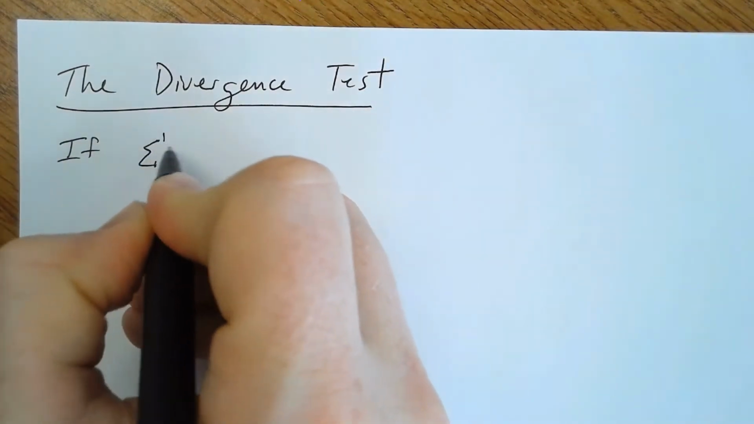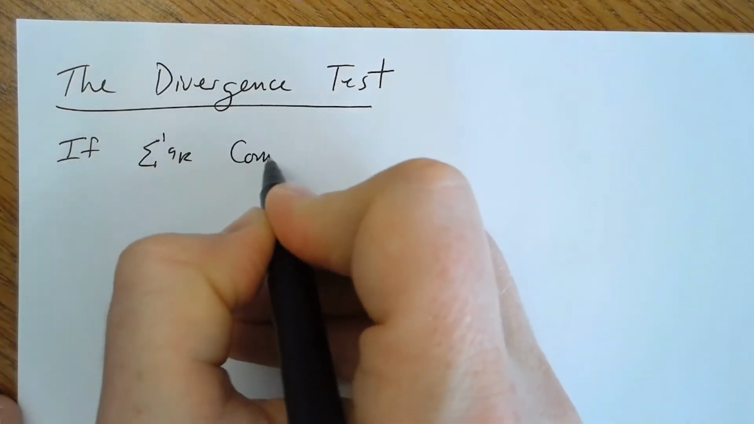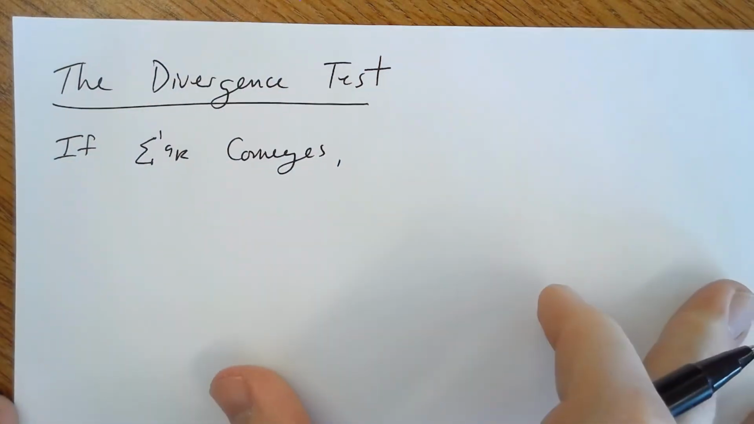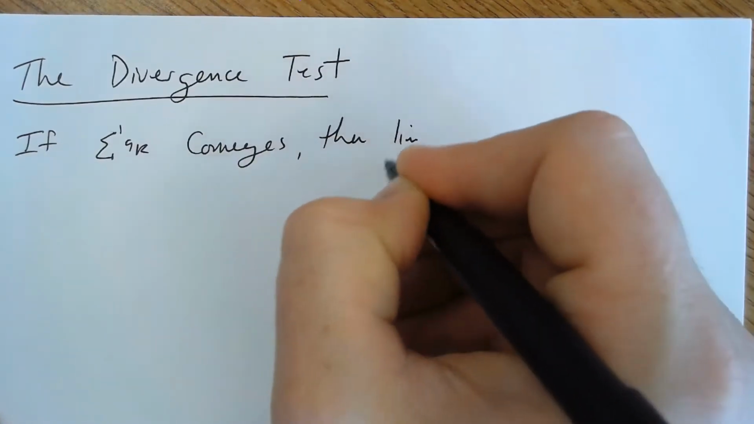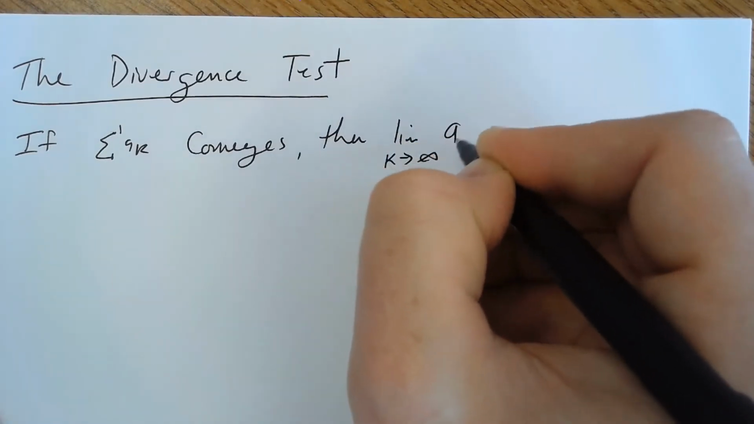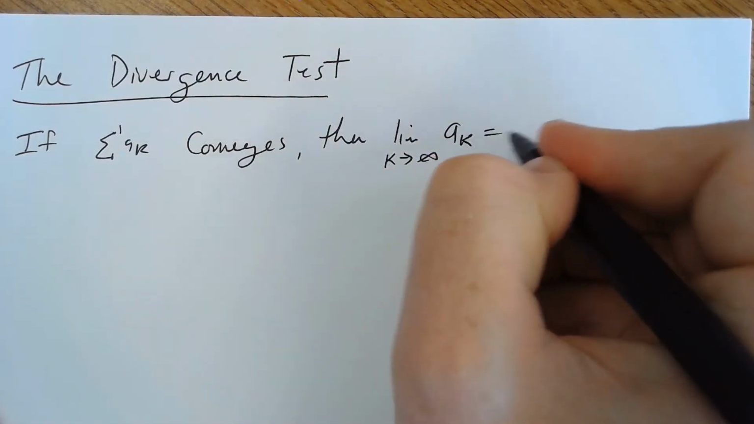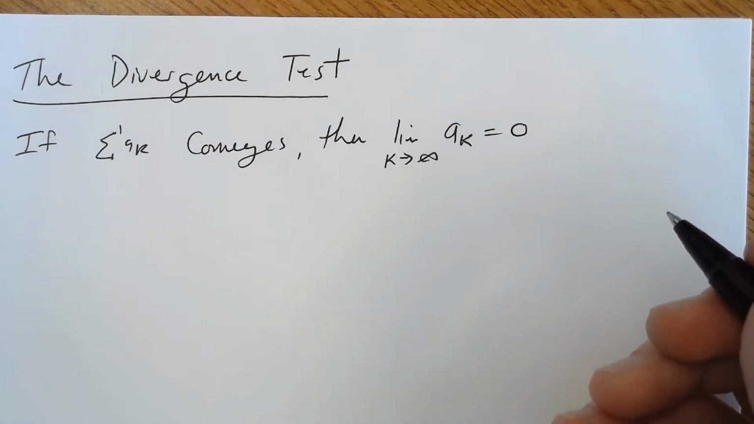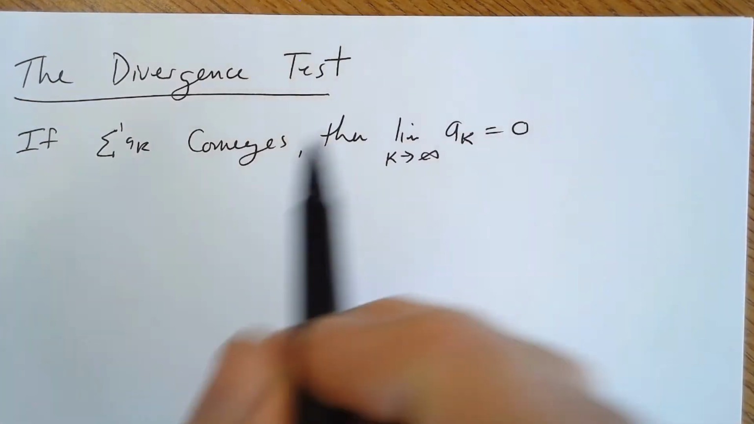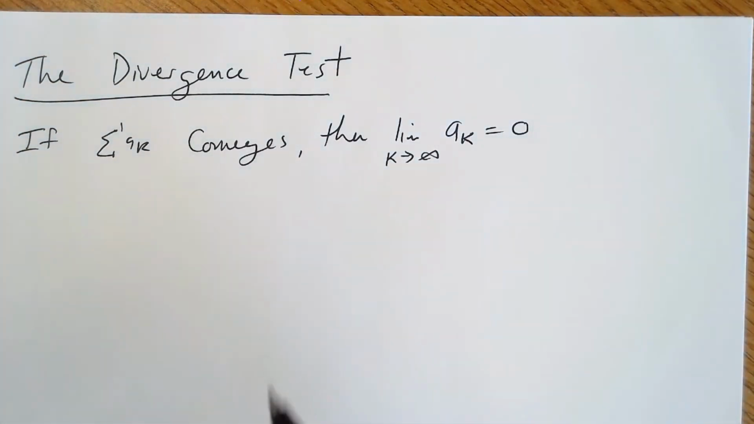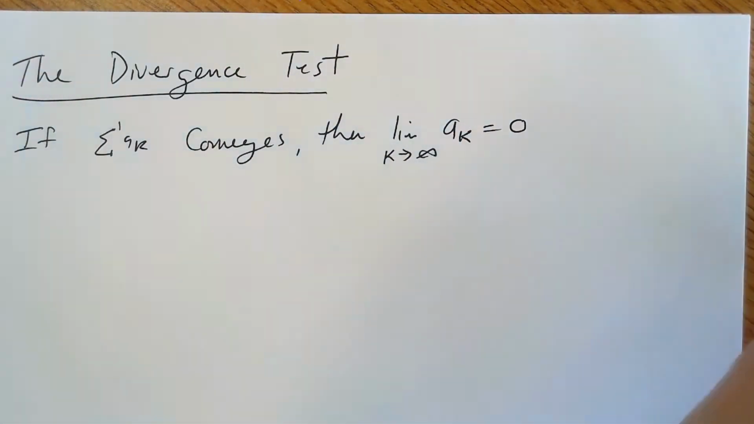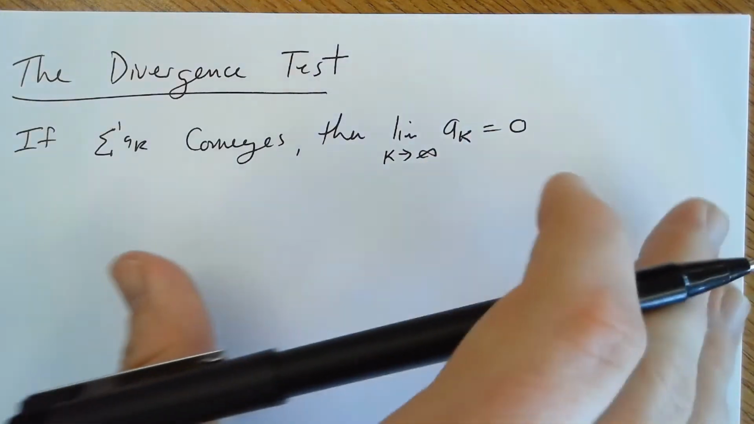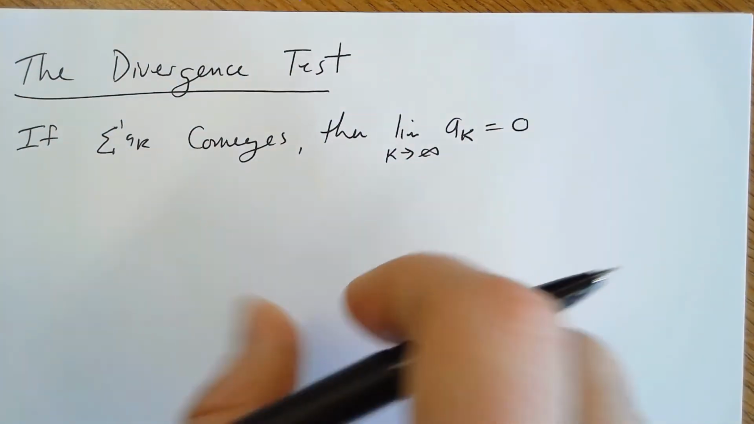If we have a series a sub k converges, if I know that this series converges, then I know that the limit as k goes to infinity of the sequence of terms is equal to 0. Let's make sure that that makes sense. First off, if I know that a series converges, it means that the series will add up a number of terms, an infinite number of terms, and that should all equal a very specific number.